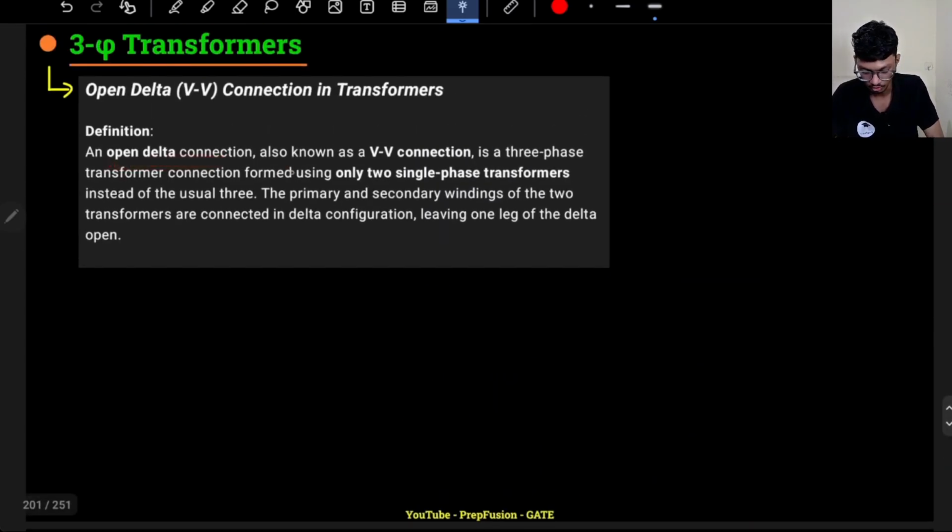An open delta connection, also known as VV connection, is a three phase transformer connection formed using only two single phase transformers. Okay, instead of the usual three, the primary and the secondary windings of the two transformers are connected in delta configuration, leaving one leg of the delta open. So if one leg of the delta is opened, then what will happen? That is what we wanted to know.